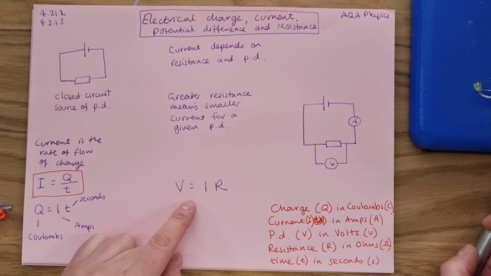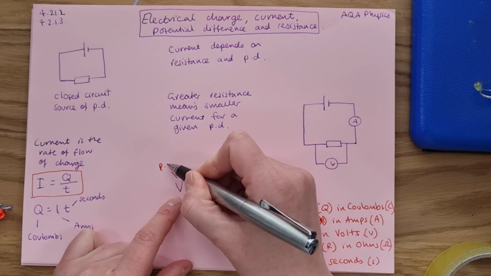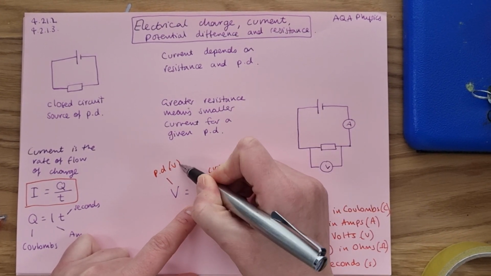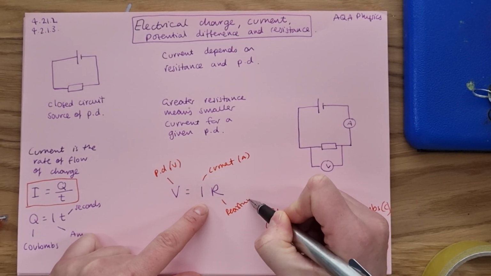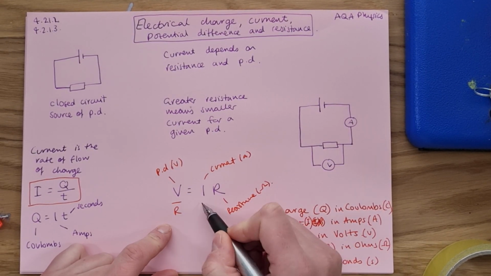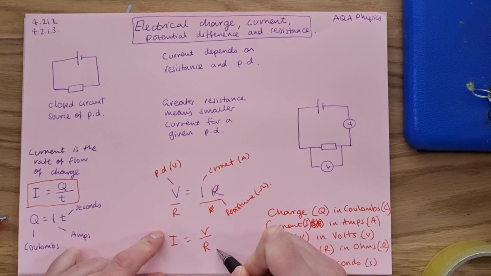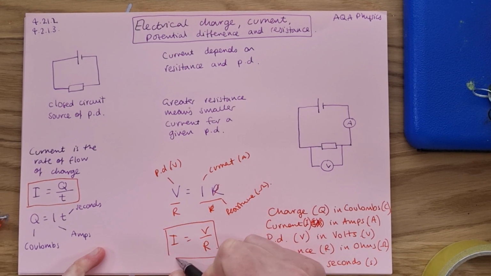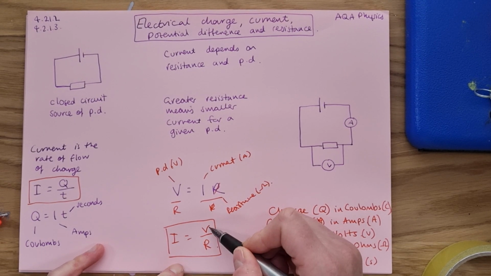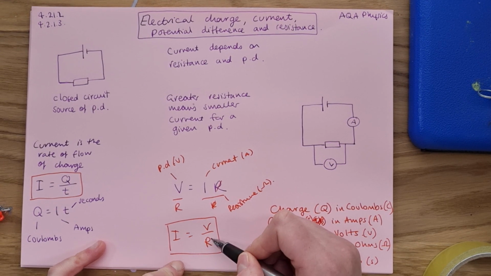Now, this can be done in equation form. So this is potential difference measured in volts. This is current measured in amps. And this is resistance measured in ohms. Now, this explains how they link. If I divide both sides by R, these cancel, and then I get the current is the potential difference divided by the resistance. So if I examine this equation, if I make the potential difference bigger, I'm making the numerator bigger, and so this fraction is going to be bigger. If I make the resistance bigger, I'm making the denominator bigger, and so this fraction is going to be smaller.